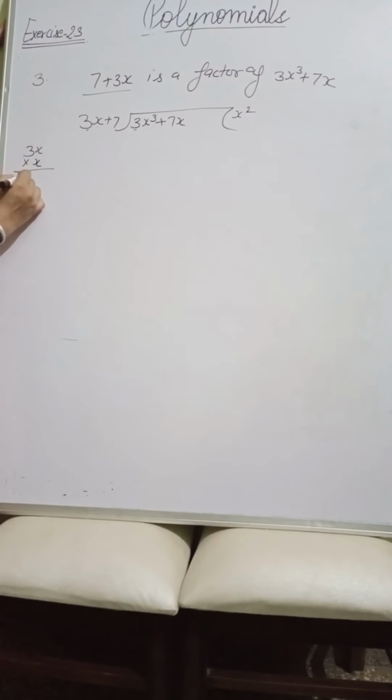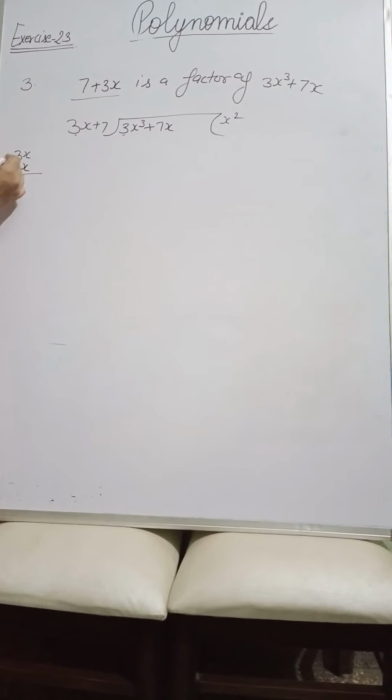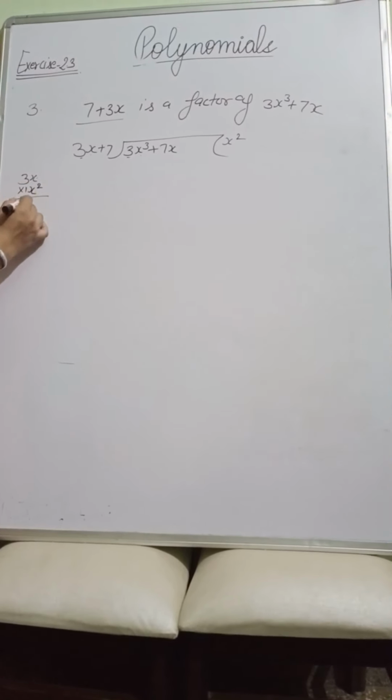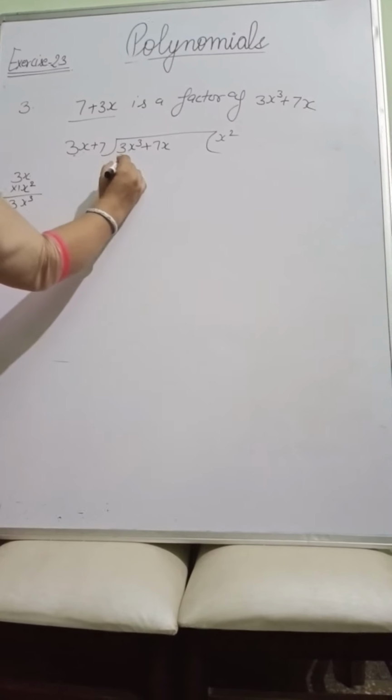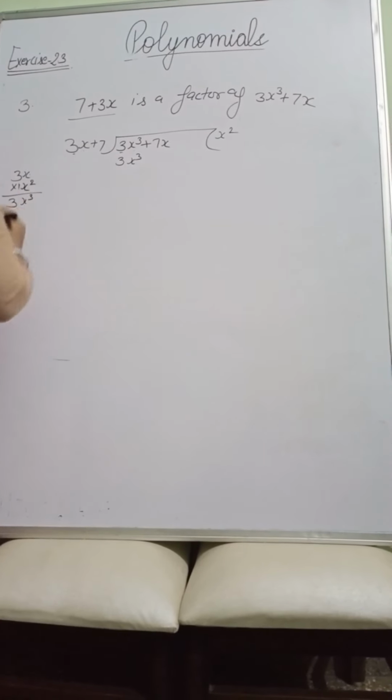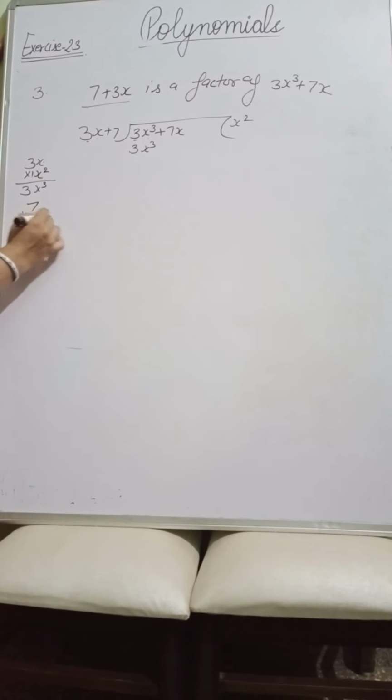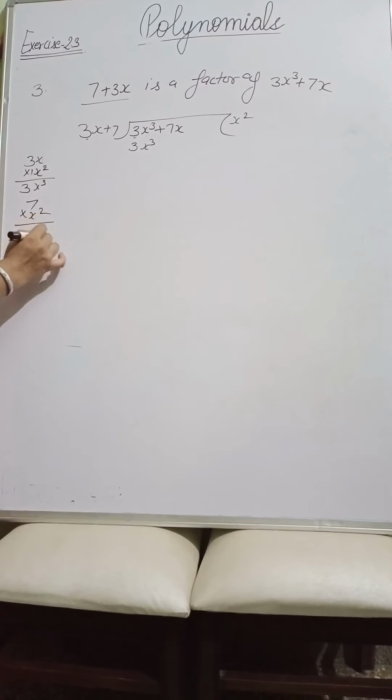You can see 3, if nothing is here, that means I am taking 1, 3 ones are 3, x into x square, x cube will come. So 3x cube plus 7 multiplied with x square. What are you getting, students? 7x square.